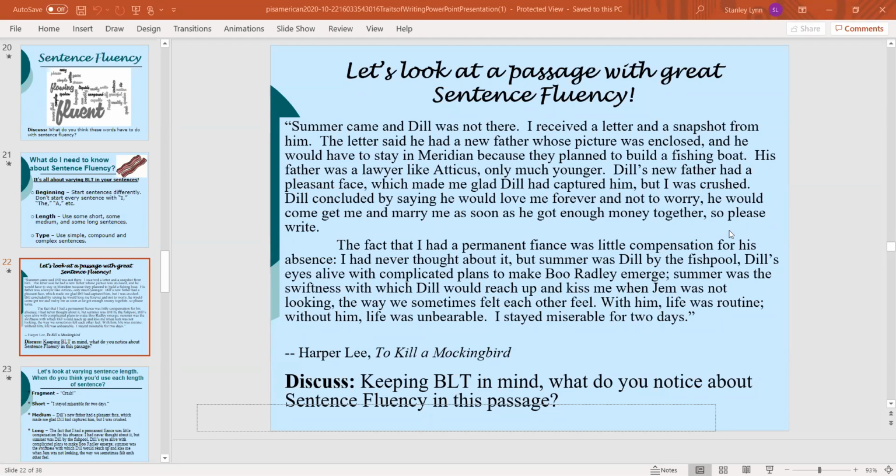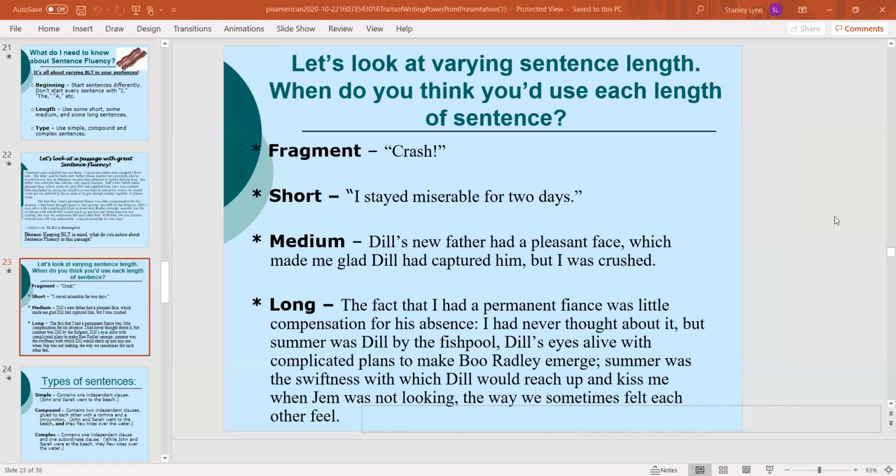Okay, so keeping BLT in mind, what do you notice about sentence fluency in this passage? Let's look at varying sentence length. When do you think you'd use each length of sentence? Example, a fragment: crash, whoosh, okay? Short sentence: I stayed miserable for 2 days. The next one is considered a medium sentence.